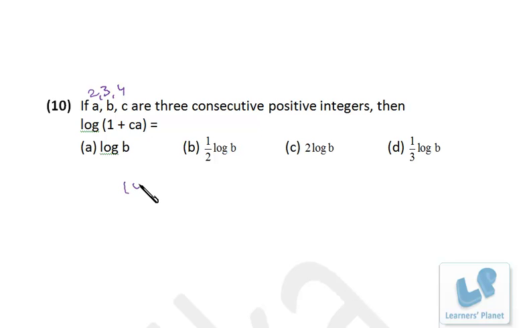Log 9 is actually what? Log 3 square, that's 2 log 3. That means 2 log b, right? 2 log b, as simple as that. Okay.